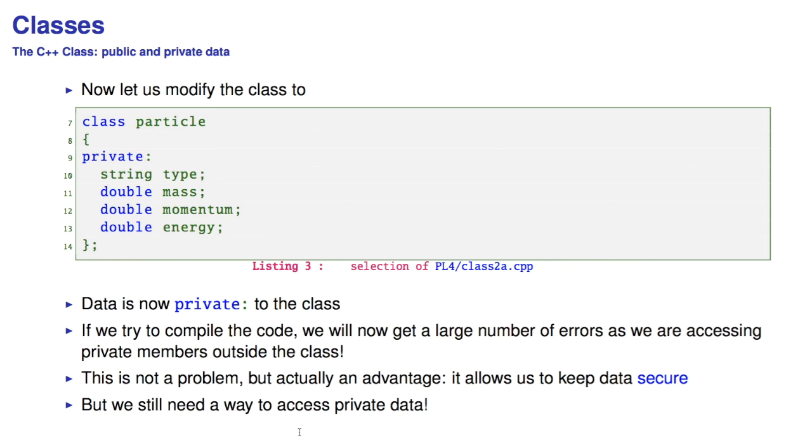Okay, so if we were to change our class by just changing one line, I turn the public into a private, which means the data is now private to the class. If you compile that code, so that would be class 2a, you get a very large number of errors, as we are accessing private members outside the class. So we can't do it. That looks like a problem, but it isn't. It's actually an advantage, because it allows us to keep data secure, but we will need to define a way to access this private data in a safe and secure and controlled way. And that's all this is about.